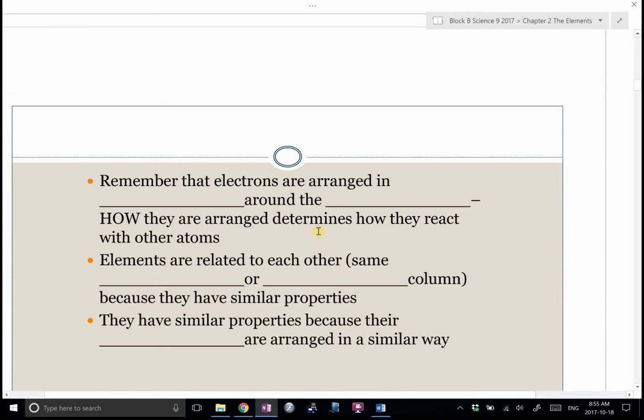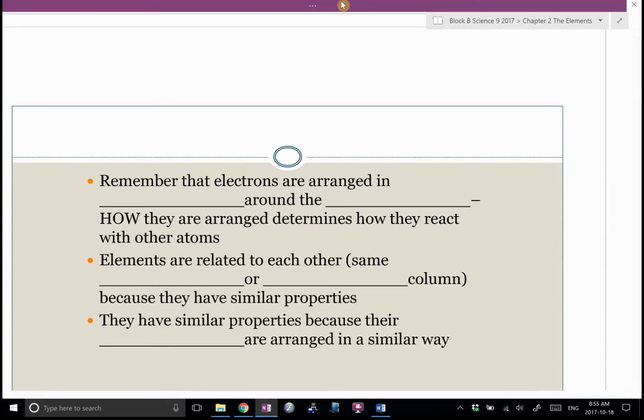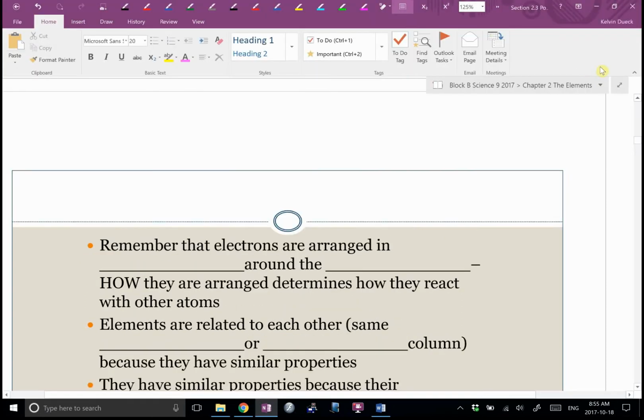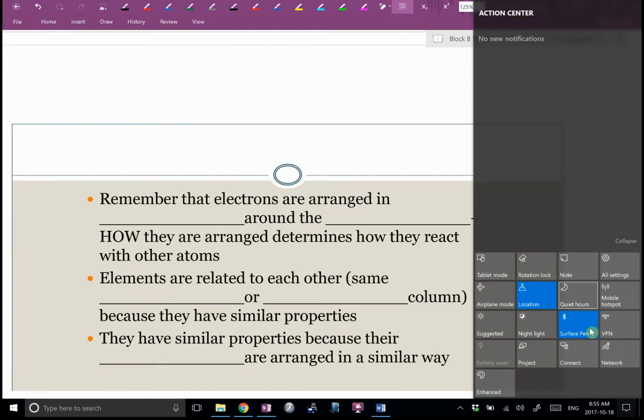Remember that the electrons are arranged in, what was the magic word that began with the letter S? I heard it here. Shells.